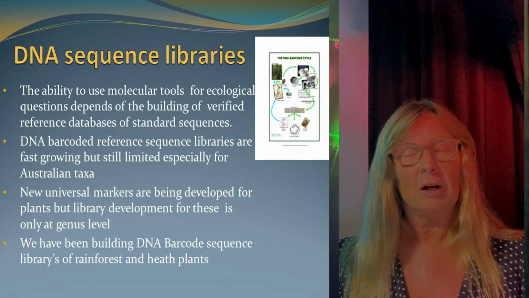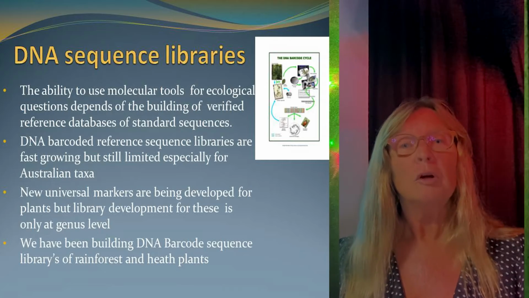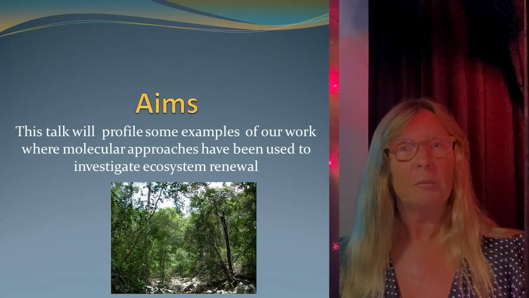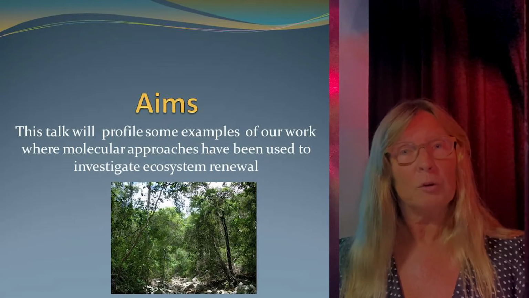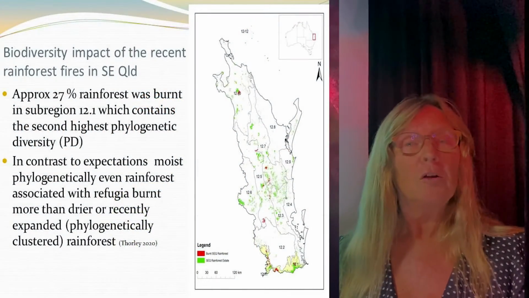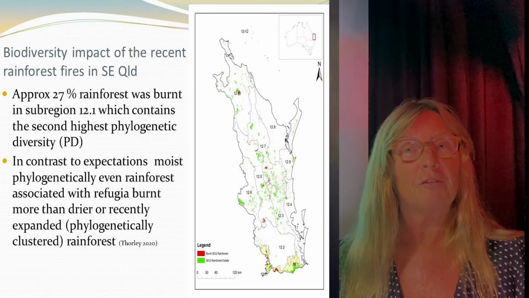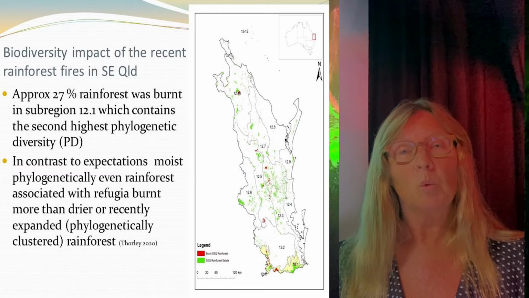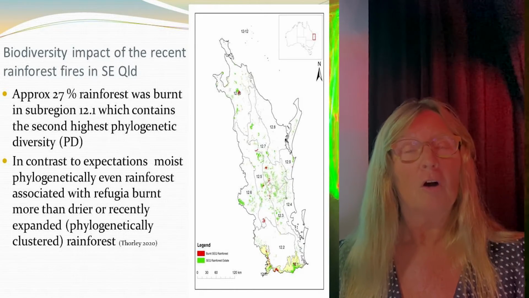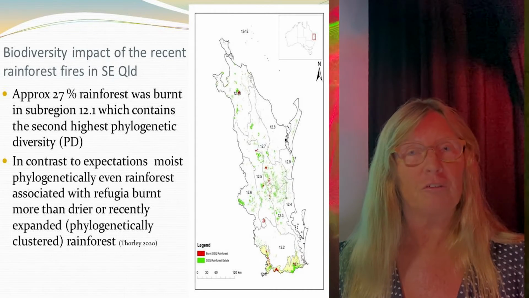We've been building DNA barcode reference libraries for rainforest plants and heath plants in southeast Queensland to use to investigate ecological questions. So this talk will profile some of the examples from our work where molecular approaches have been used to investigate ecosystem renewal. So the first example I'm going to give is of the recent bushfires that burnt the rainforest in southeast Queensland. We had already investigated the phylogenetic diversity and relationships of the different rainforest types and the different ecosystem types and subregions of southeast Queensland.